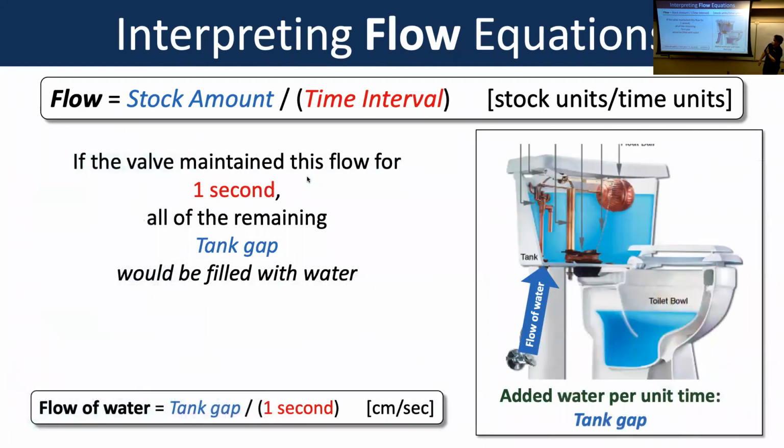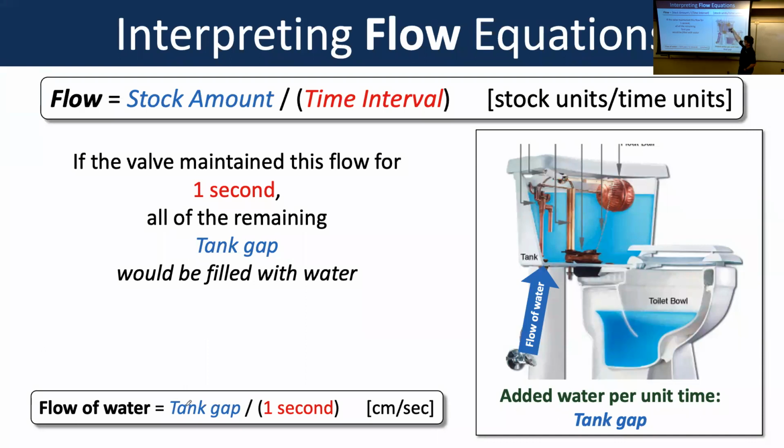Okay, so in the toilet example, the way we interpret this is if that flow of water was maintained for a full 1 second, then all of the tank gap would be immediately filled. So that's the way this is built here. So the flow water is tank gap divided by 1 second. So that initially is 15. So initially, if that flow stayed full tilt on, then in 1 second, you would go to the full tank gap, but then it would overflow soon after that.